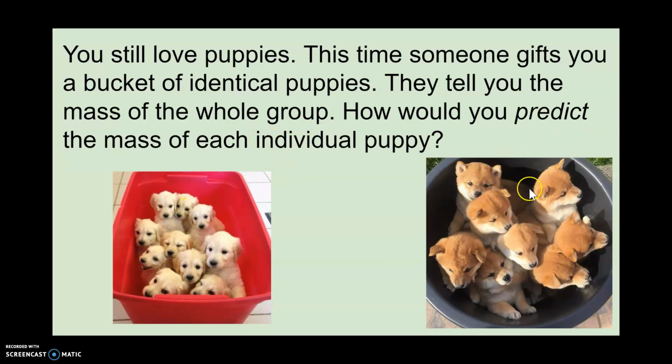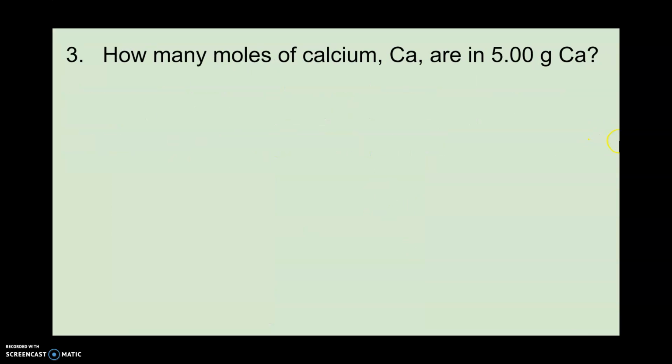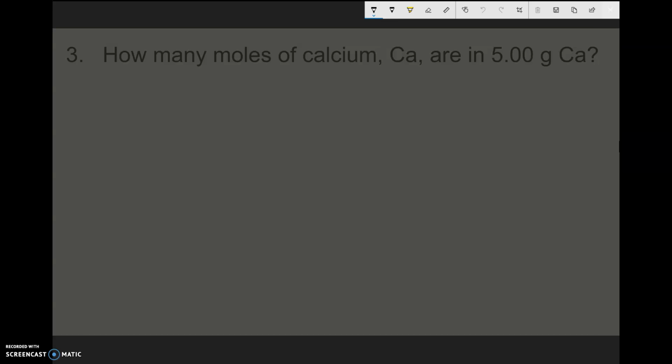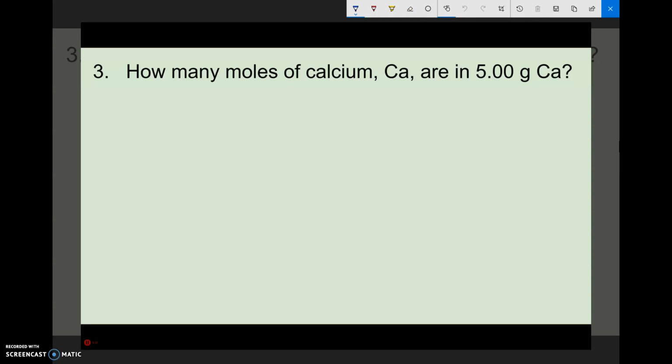So in this bucket, we've got 1, 2, 3, 4, 5. Uh-oh, did I just miscount? 1, 2, 3, 4, 5, 6, 7, 8 puppies. Okay, in this bucket, you'd have 1, 2, 3, 4, 5, 6, 7, 8, 9, 10. So you divide this bucket by 10 and this bucket by 8. Okay, so we're going to do the same thing, but with a pure substance.